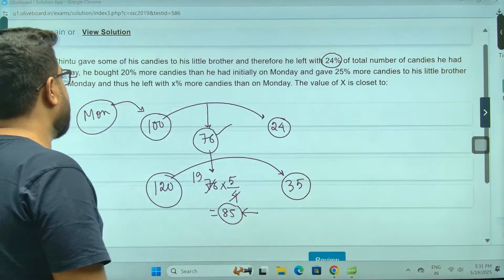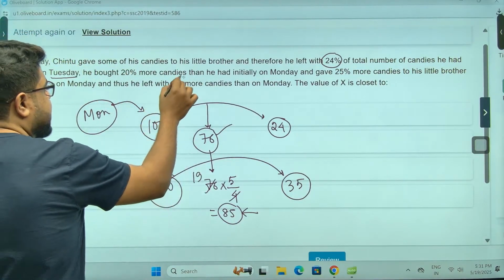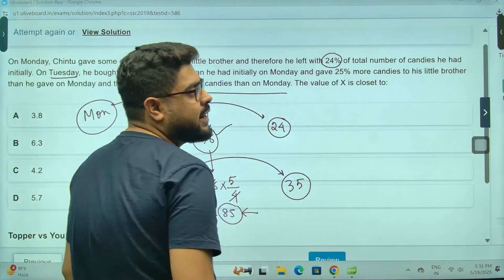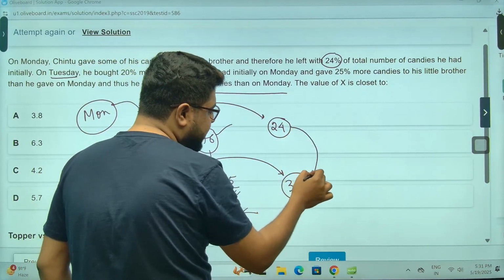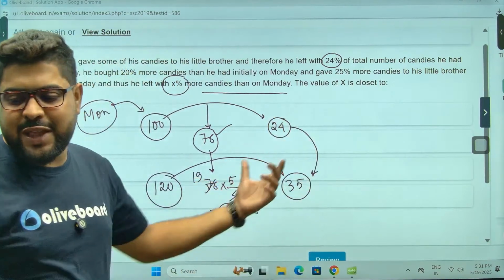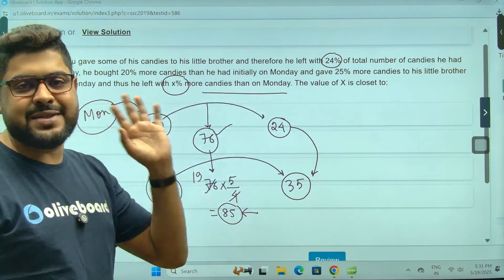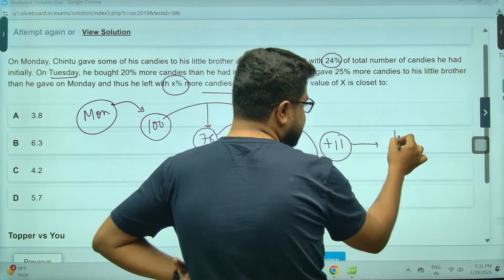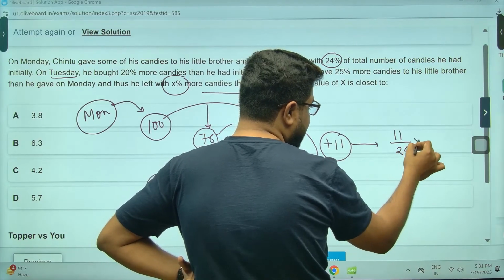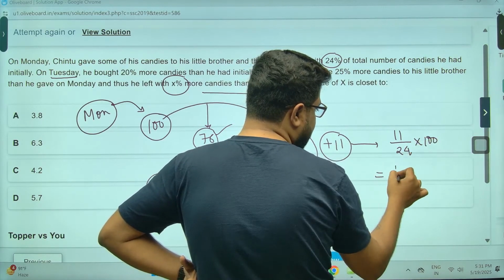Right? Now, and thus he is left with X% more candies than on Monday. X is closest to, meaning they're asking 35 is what percentage more than 24? That's the simple question. Sir, how much more? It is 11 more. So the answer to your question is 11 out of 24 into 100. Sir. Baapre.